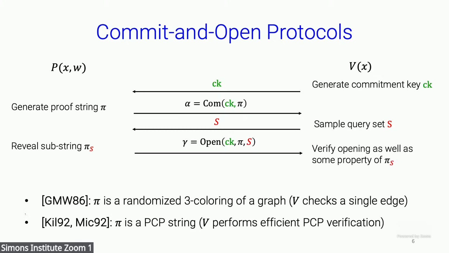Okay. And indeed, you can use this protocol template to get both of these classical results on zero-knowledge proofs and succinct arguments.